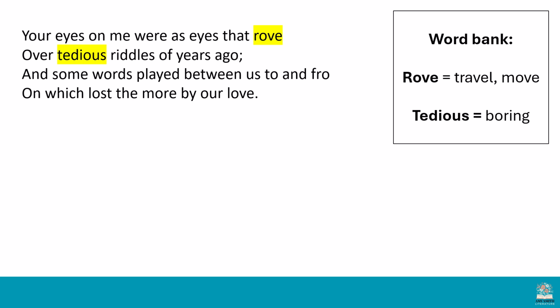And these eyes rove over tedious riddles of years ago. Well, tedious means boring. We talked about the word monotonous a couple of minutes ago. So she seems to be finding him quite dull. And then he says, and some words played between us to and fro, on which lost the more by our love. So there's only some words between them. This is not the intense conversation of lovers. This is not people having an in-depth discussion about their life and what's happened in their day and their emotions. This is a couple who really don't have much to say to each other anymore because they're breaking up.